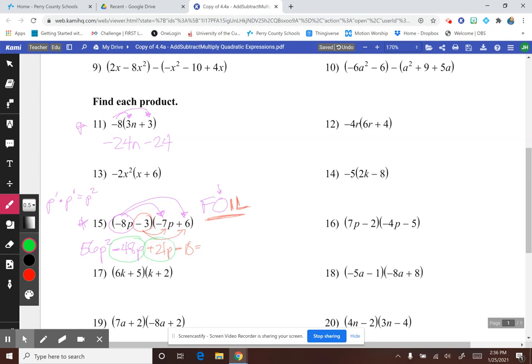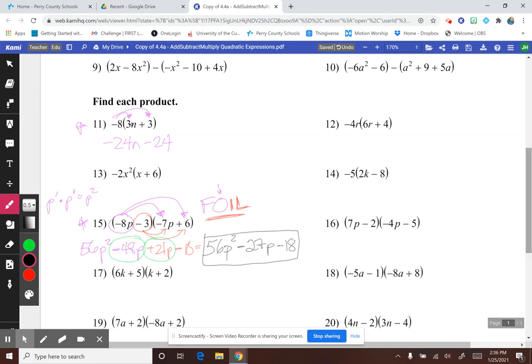Okay, so I'm going to go ahead and rewrite my problem one more time. Let's do it in black this time. It's 56p squared, and then negative 48 plus 21. Negative 48 plus 21 is going to be a negative because the 48 is bigger. And because it's bigger, I'm going to subtract. So 48 minus 21, because the signs are different, I'm going to end up with a negative 27p. And then the only thing left is the negative 18. And so here would be my final answer for number 15.